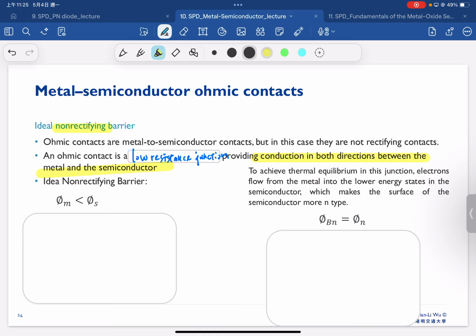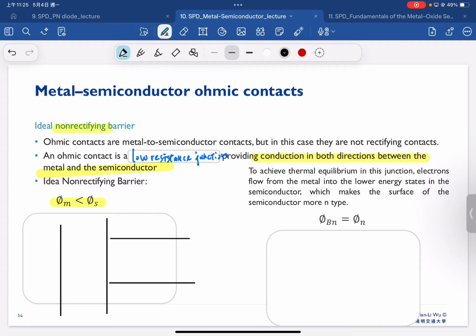So the first case we will talk about to understand the ohmic contact is where we consider the metal work function smaller than the semiconductor work function. So still we consider an N-type semiconductor.